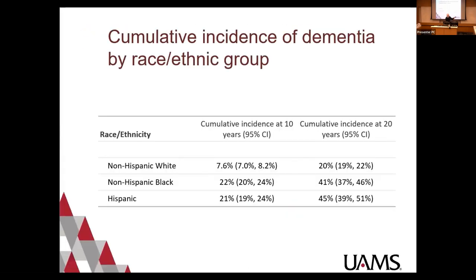And here are just some estimates of that cumulative incidence. We can see at 10 years, among non-Hispanic whites, it's 7.6, non-Hispanic Black, it's 22, and Hispanic, it's 21. At 20 years, it's 20% among non-Hispanic white and 41% and 45% among non-Hispanic Black and Hispanic, respectively.